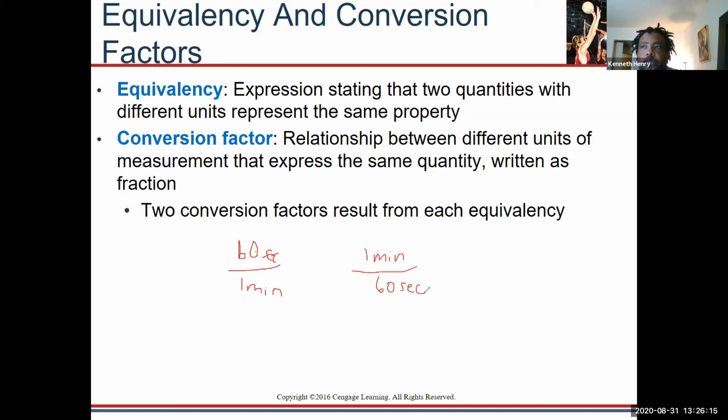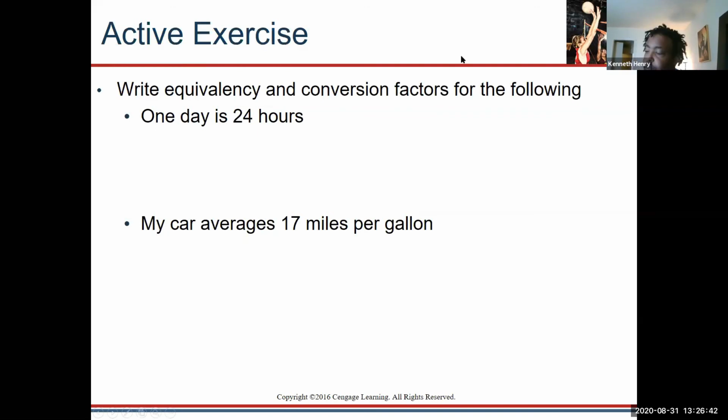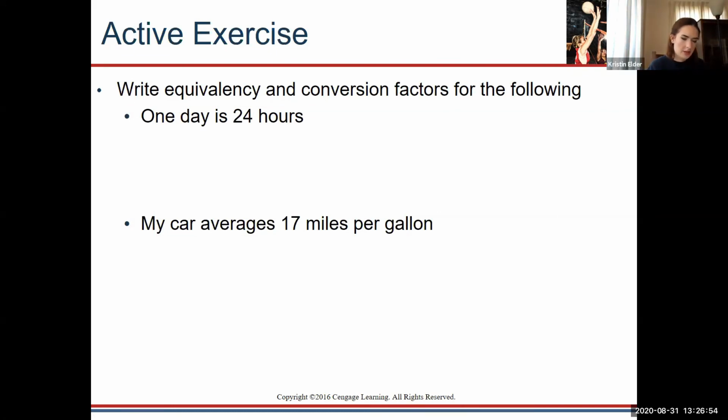I can do this with conversion factors or equivalencies, when I say things are equivalent. For example, 1 day is 24 hours. How many different ways can I write that? You could do 1 day over 24 hours or 24 hours over 1 day. Okay.